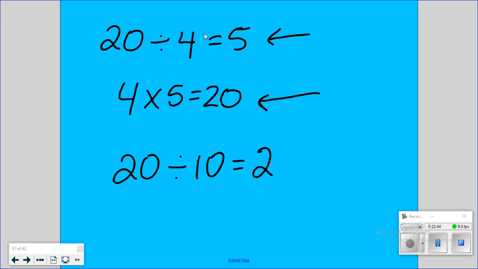You can come up with a multiplication equation to match your picture. Go for it, Jackson. 10 groups of 2. You have 10 groups of 2. How many total things do we have?